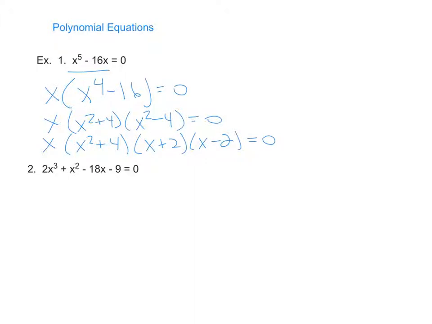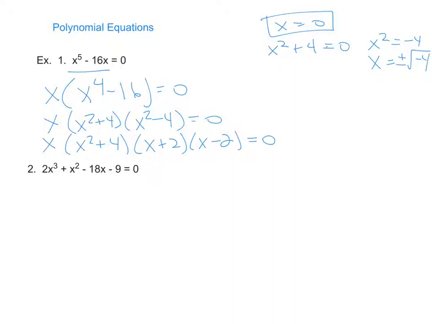So now I have the product of x times the quantity x squared plus 4 times the quantity x plus 2 times the quantity x minus 2 equals 0. And by the zero product property, as long as one of those factors is 0, I have a true statement. So x can be 0, and that's going to be one solution. x squared plus 4 can equal 0, so x squared equals negative 4, x equals plus or minus the square root of negative 4.